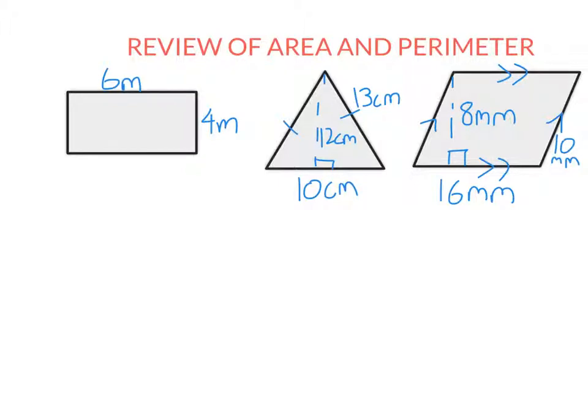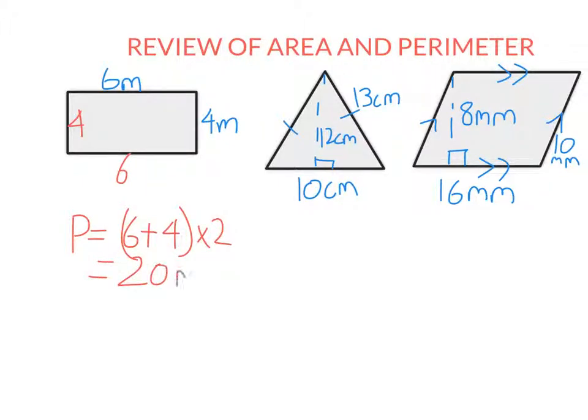Let's look at the perimeter of the first shape, the rectangle. The perimeter is going to be 6 plus 4, but remember there's another side that's 6 and another side that's 4, because opposite sides are equal in a rectangle. So I need to add them up and times by 2, and I get 20, and of course the units are in meters.